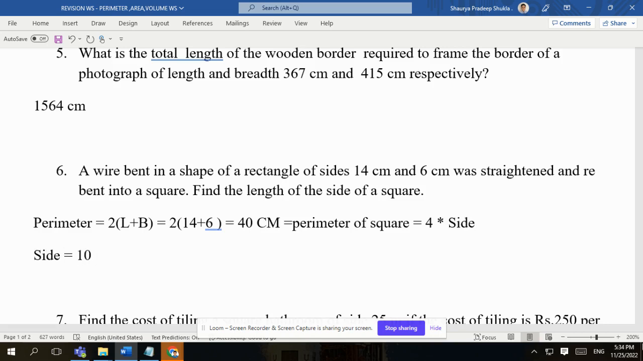This is a very tricky problem, guys, but a very easy one. If you know the concept, the perimeter concept, if you're clear, you can solve it. By the way, sorry, you have done it wrong.